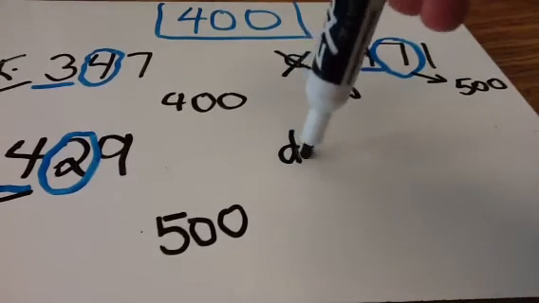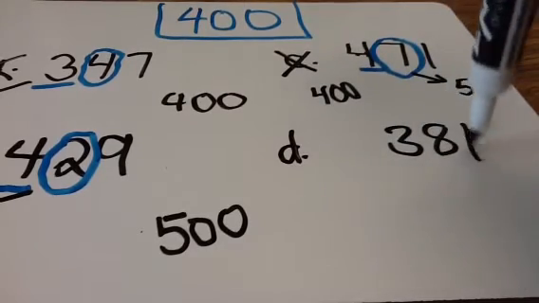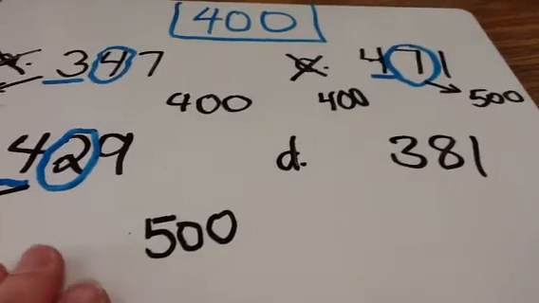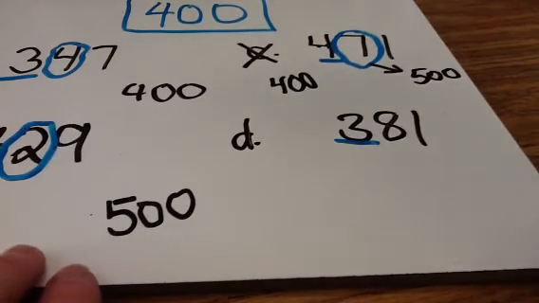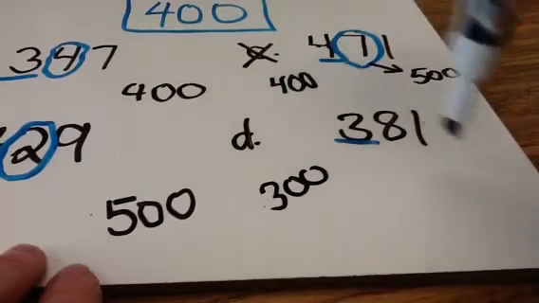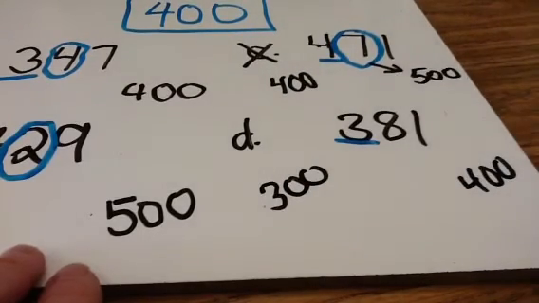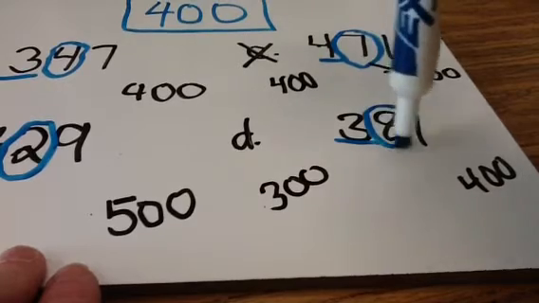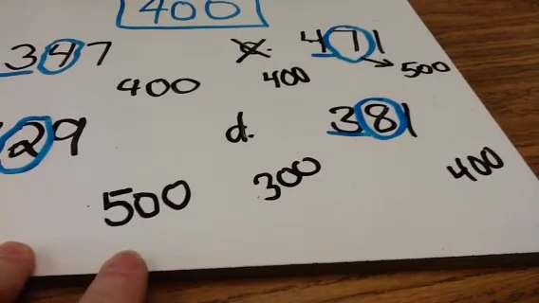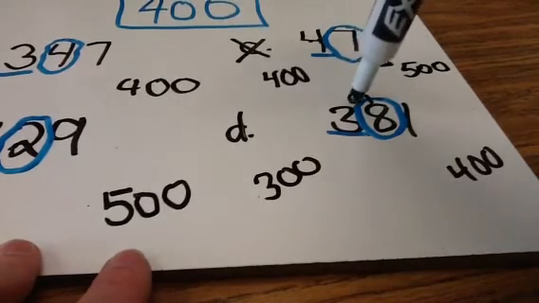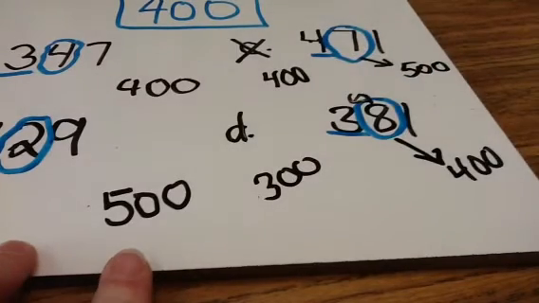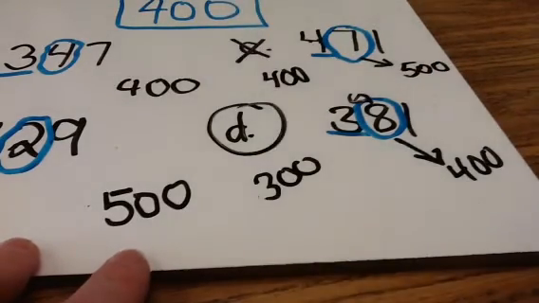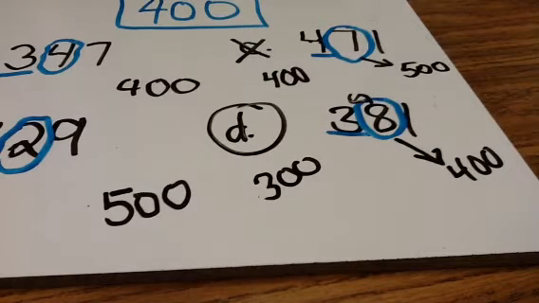And D, 381. Underline the digit in the hundreds place because we're rounding to the hundreds. 3, so that tells me either 300 or 400. Move to the right and circle it. 8, red or green? That was a green, so that tells my 3, go up. So we're going to go up to 4 or 400. So this one is good as well. So B and D were correct answers.